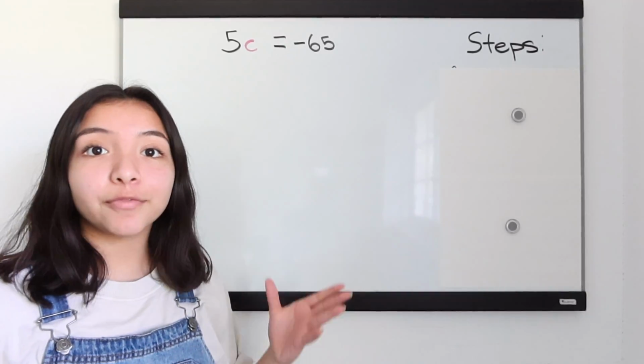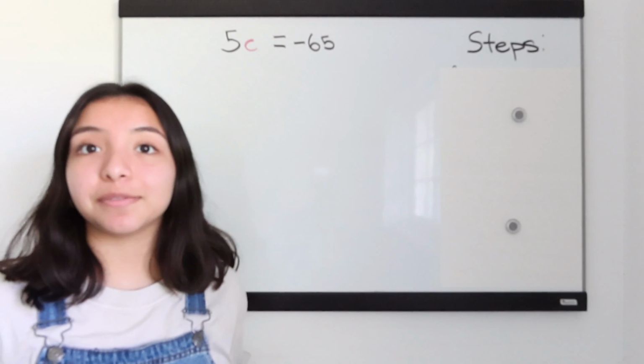Hello! So today we're going to be learning how to solve equations by multiplying or dividing. Let's get started. The first problem is 5c is equal to negative 65.